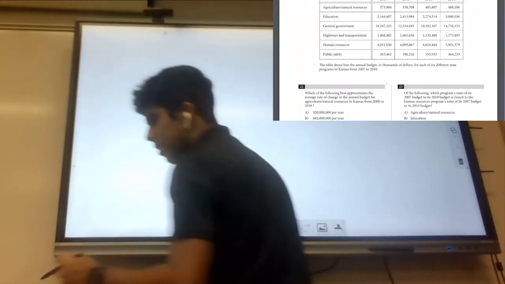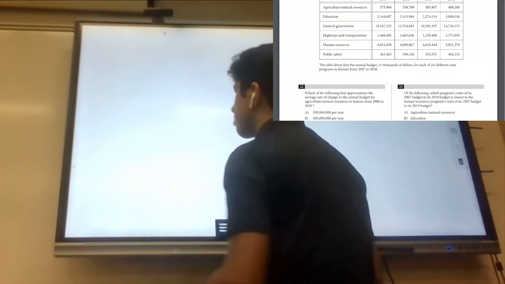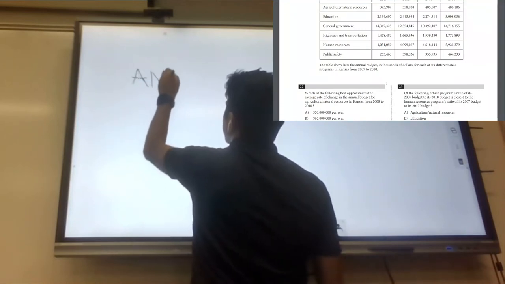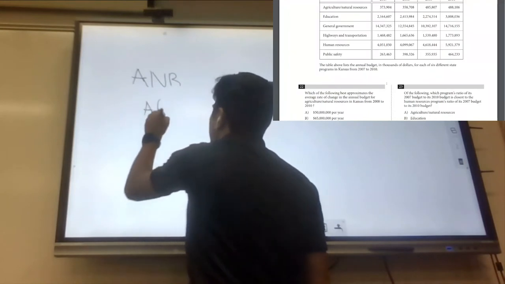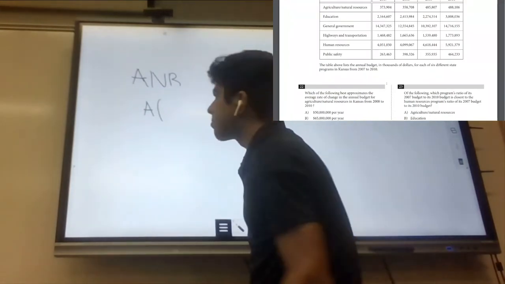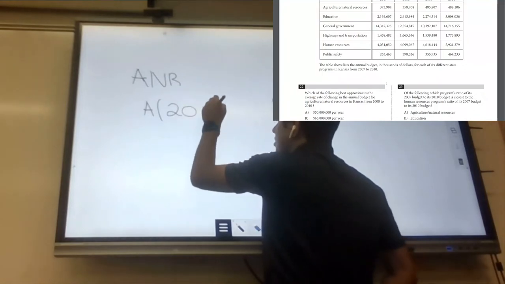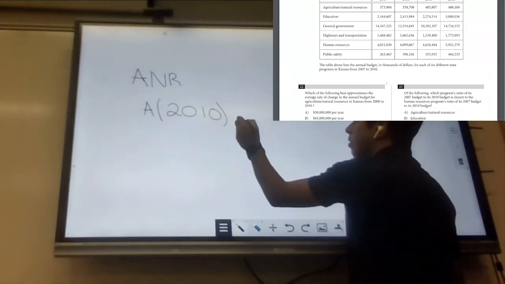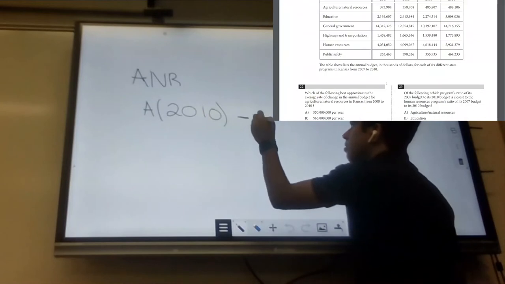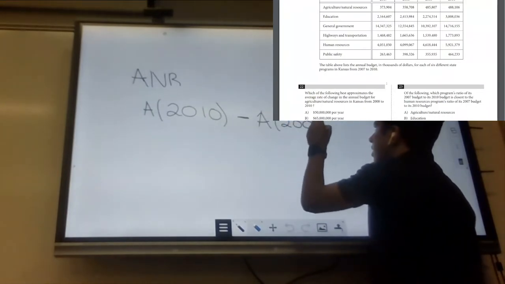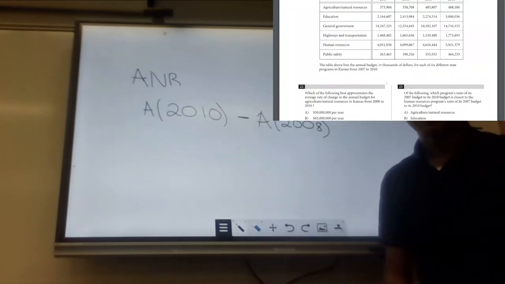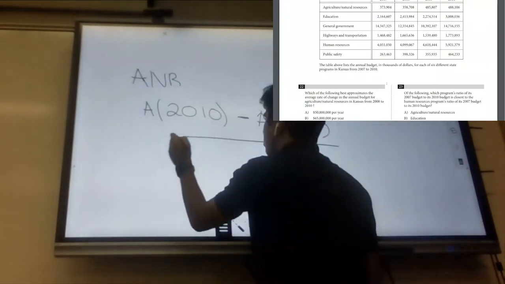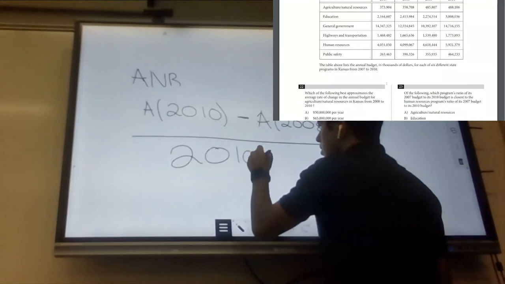Okay, so if we set it like a function for agriculture slash natural resources, we could say it's A and R. Actually, that seems a bit long. Let's just call it A. All right, so A of 2010. That's the bigger number, so we're going to start with that. A of 2010 is the amount of money spent in 2010 for agriculture and natural resources, minus A of 2008. So that is the change between these years. And we want the average rate of change, so we divide by 2010 minus 2008.